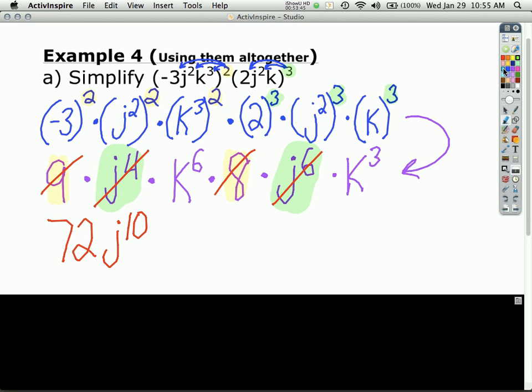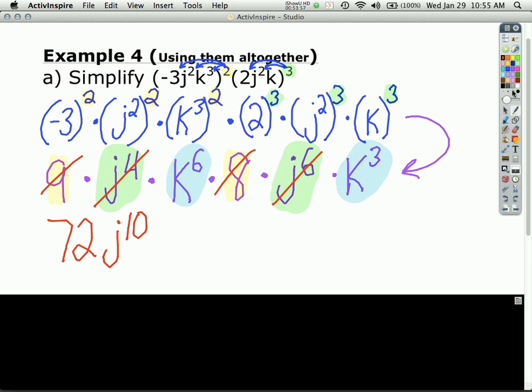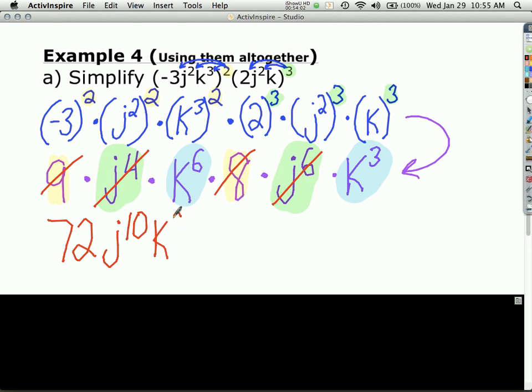And finally, we have k to the 6th, k to the 3rd. What will that become when we multiply? Brandon? K to the 9th. What property told us that we could do that? Product of powers. Nothing else can be simplified. That is in simplest form.